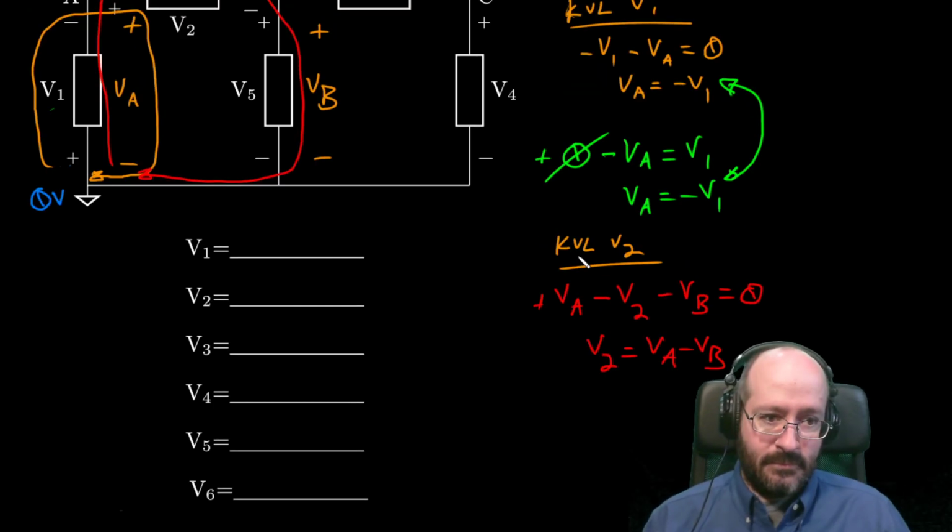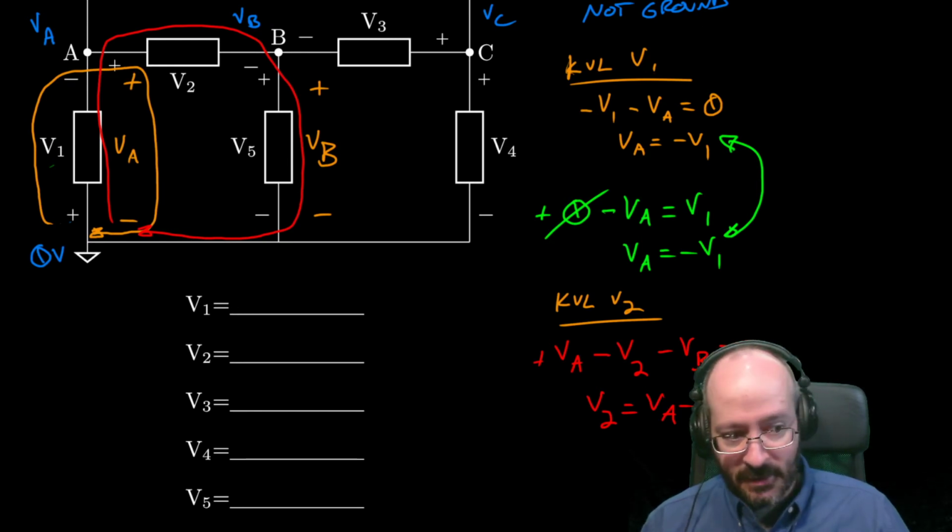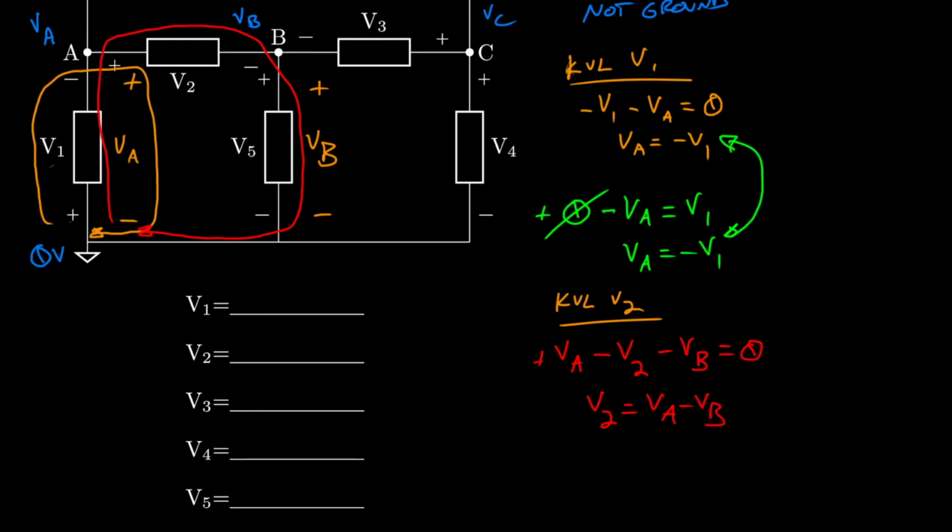Ready? The quick method, behind my head. I'm going to disappear. Ghost Dave. What's connected to the positive side? VA. What's connected to the negative side? VB. I'll throw the plus in there for now. And that's equal to V2.